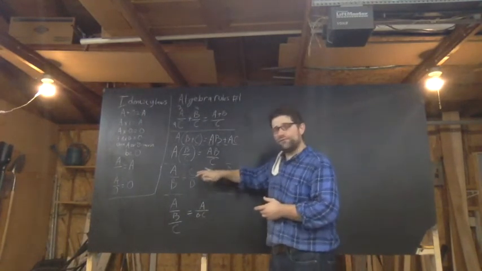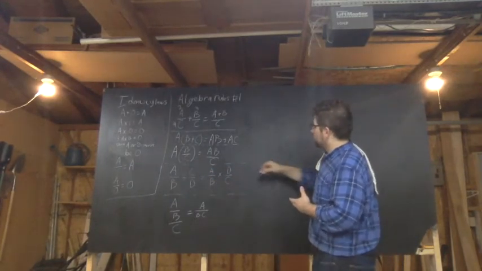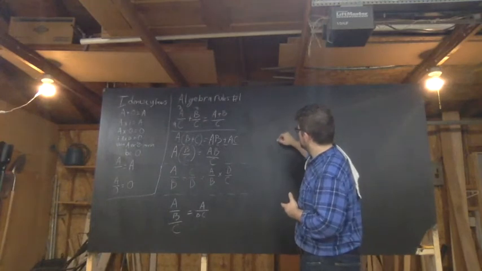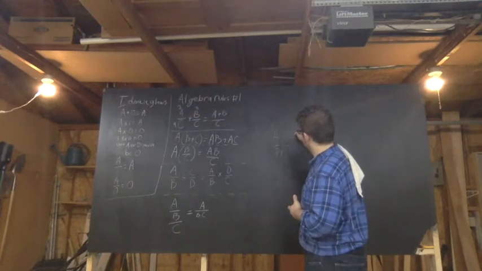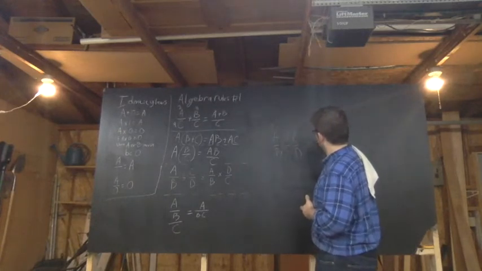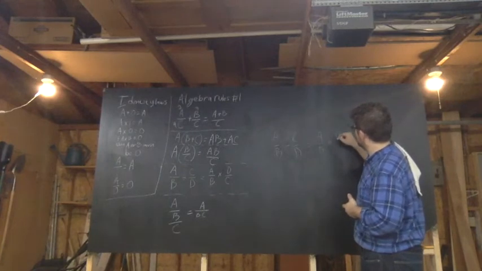What this is called when you flip that is a reciprocal. So A over B divided by C over D is equal to A over B times D over C.